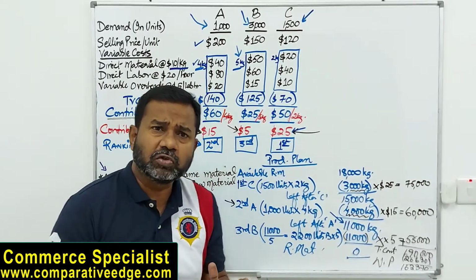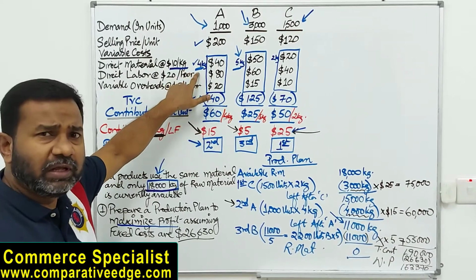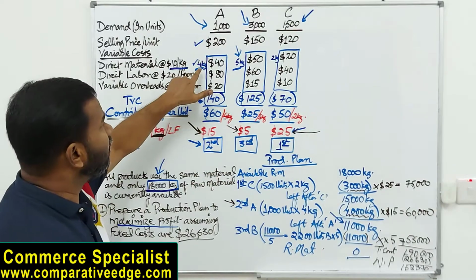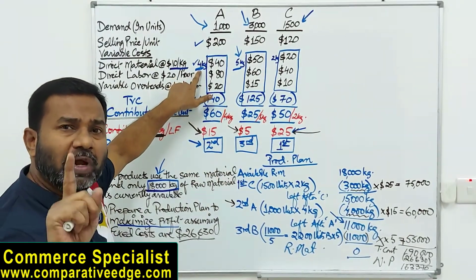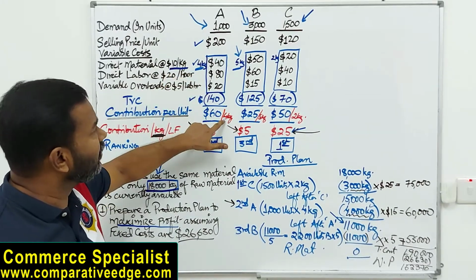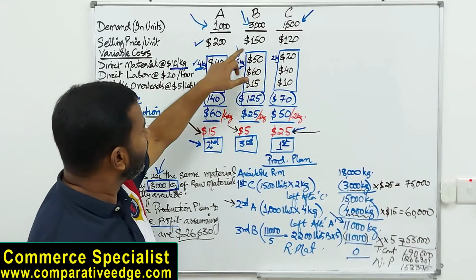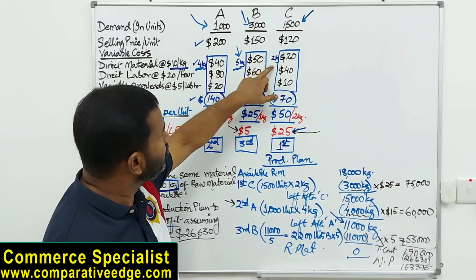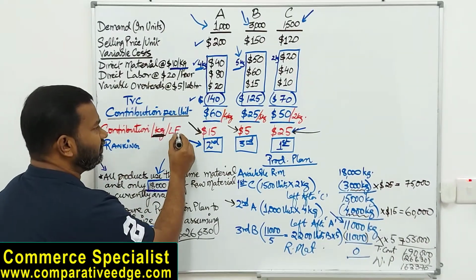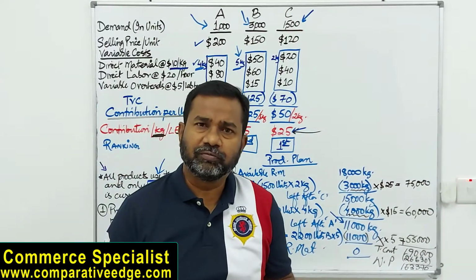Once I get contribution, I have to divide contribution by the limiting factor. In this question, the limiting factor is raw material. So I have to look at how many kilograms of raw material we require in 1 unit of product A, which is 4 kilograms. So 60 divided by 4. Here it is 5, so 25 divided by 5. Here it is 2, so 50 divided by 2. I get contribution per limiting factor. In this case, this is contribution per kilogram.